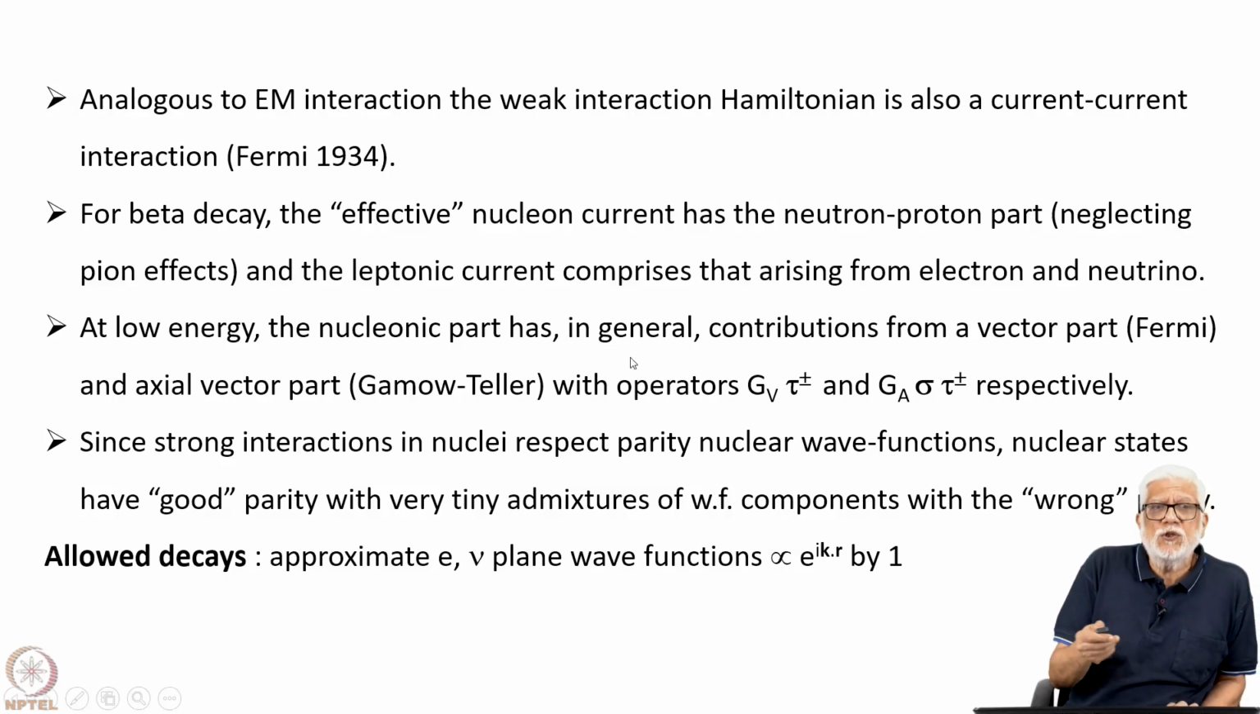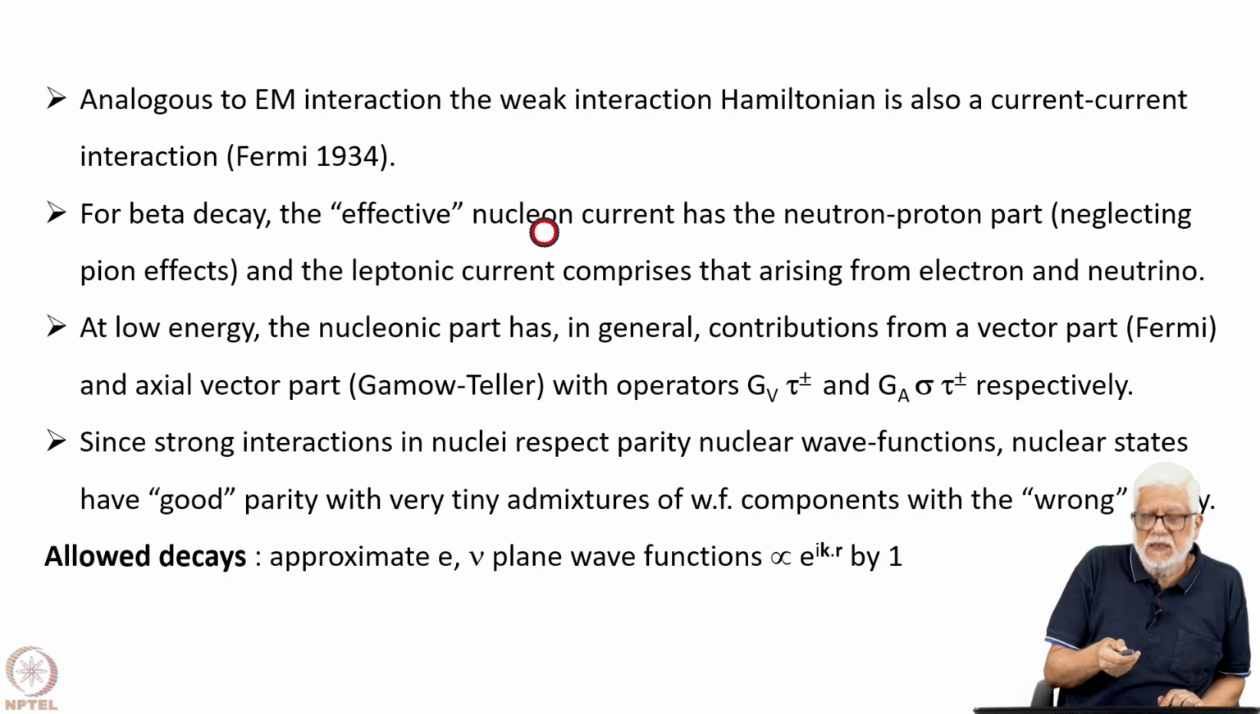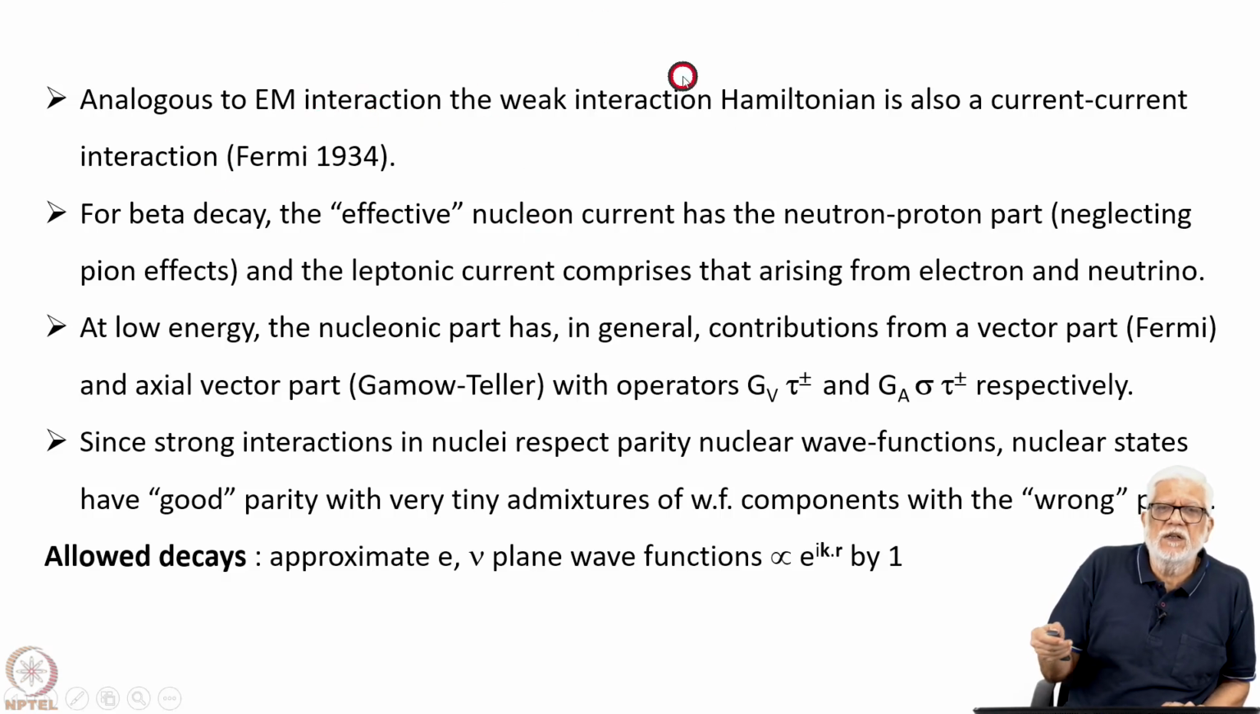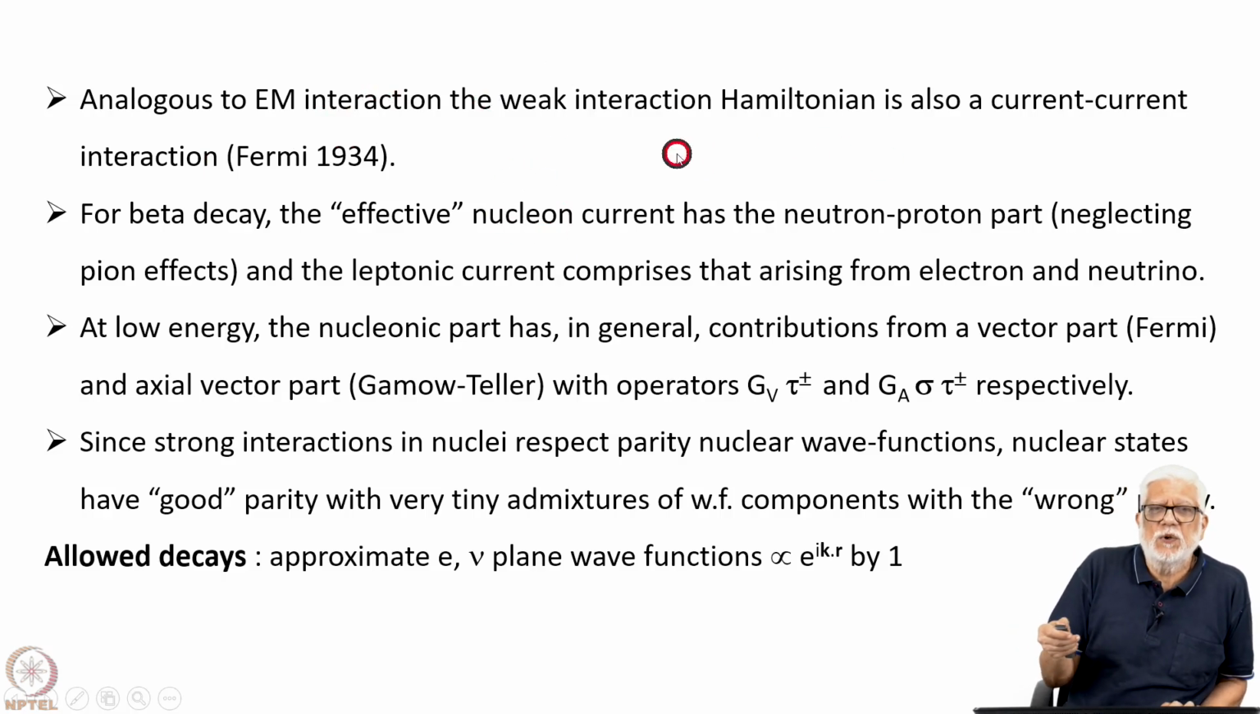Okay, so analogous to the electromagnetic interaction, Fermi in 1934 modeled the weak interaction Hamiltonian as a current-current interaction. Just as in the case of the electromagnetic interaction, when you have two charged particles, you have currents corresponding to each of them, and then there is a photon current. So there is a charged particle current and there is a photon current. You have a J dot A kind of interaction Hamiltonian. Similarly, here you have an interaction from the hadrons or leptons, as the case may be.